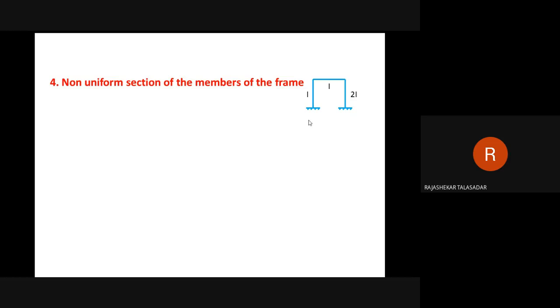Now if the B and D in the cross section are different for the columns, then again the frame gets swayed. Means there will be a lateral movement in the frame.